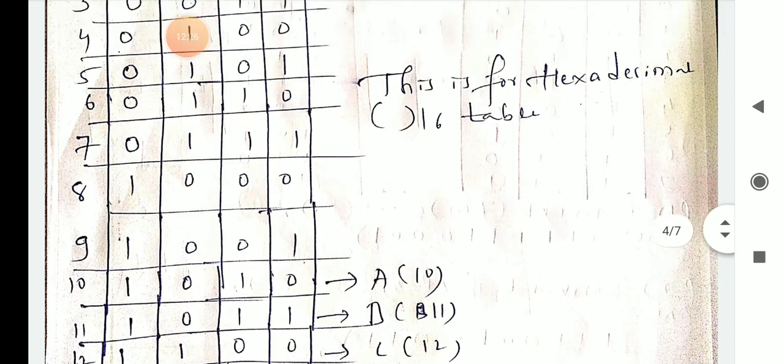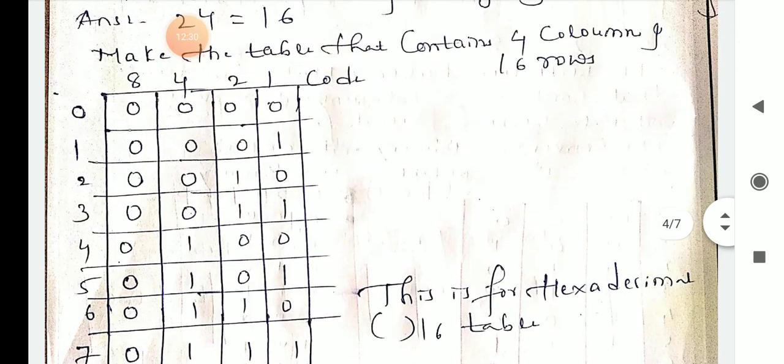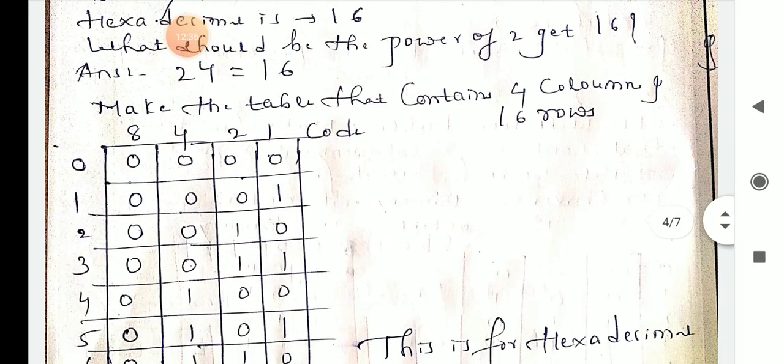So this is the hexadecimal table. You have to do conversion between binary into hexadecimal and hexadecimal into binary. This is very simple, you can easily remember by using this logic, the 8421 code pattern. Okay, so I hope you are understanding these problems.